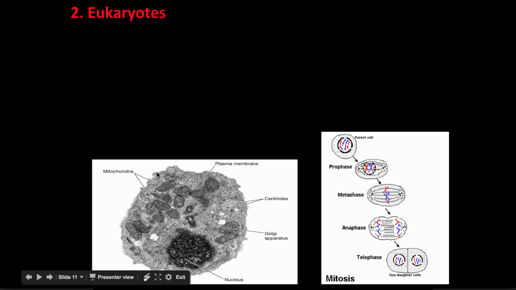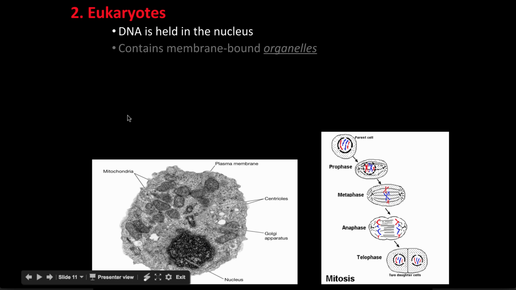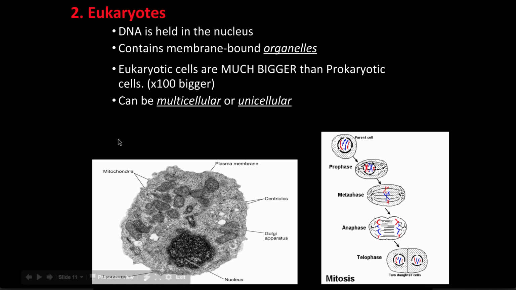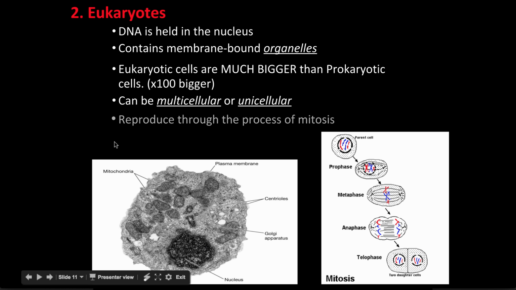Eukaryotes, we like to see them as a little more complex kind of cell. DNA is held inside of a nucleus. It contains membrane-bound organelles, so there's a lot of stuff going on inside that's a little more complex. They're much bigger. A eukaryotic cell can be bigger than a prokaryote by 100 times. They can be multicellular or unicellular, so they can be made of many cells or just one cell. And then they reproduce through this process of mitosis, which we see over here.